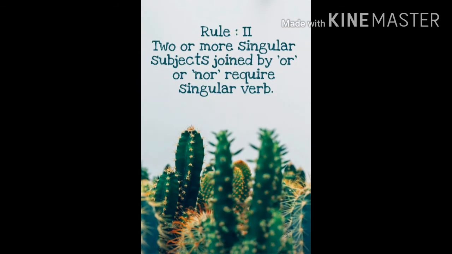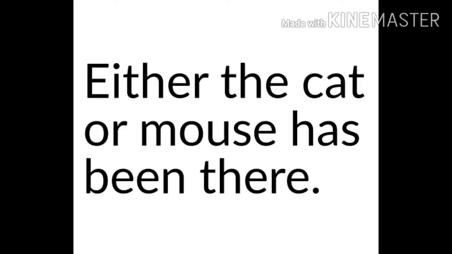Second rule, two or more singular subjects joined by or, nor require singular verb. Let's see some examples. Neither food nor water was found there. Here, singular subjects food and water are joined by nor. So we used singular verb was. Next example, either the cat or mouse has been there. Here, singular subjects cat and mouse are joined by or. So we used the singular verb has.